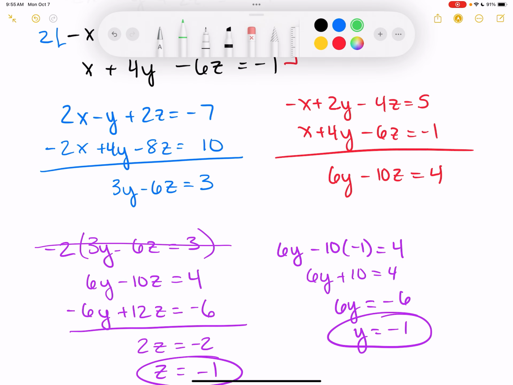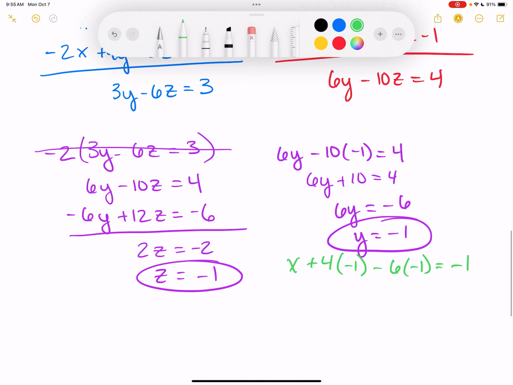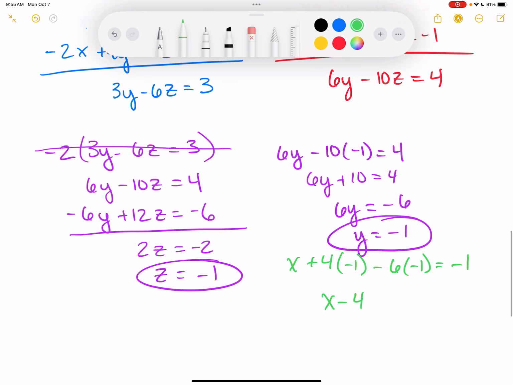So I've got x plus 4 times y, which is negative 1, minus 6 times z, which is negative 1, equals negative 1. So I've got x minus 4 plus 6 equals negative 1. So that's a 2. So I'm going to subtract the 2 over. So x equals negative 3.